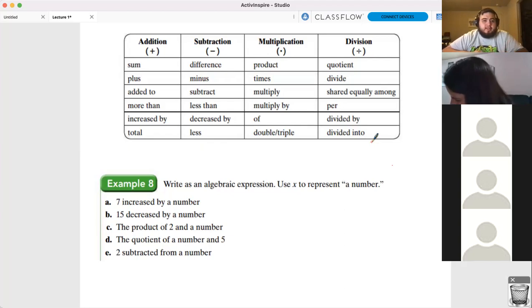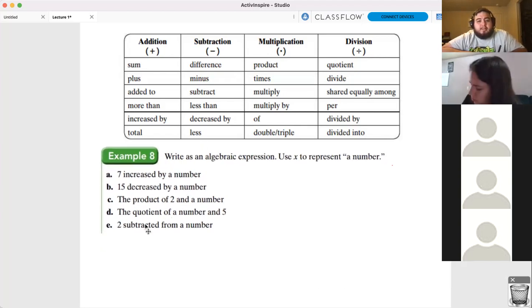All right, I'm gonna go ahead and get started, ladies and gentlemen. So example 8 is being able to go from words into an algebraic expression, guys. That's pretty much the goal here. So I'm gonna start here with A. Write as an algebraic expression, use X to represent a number.